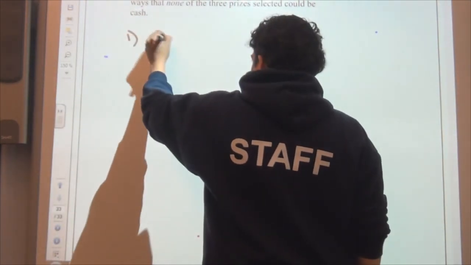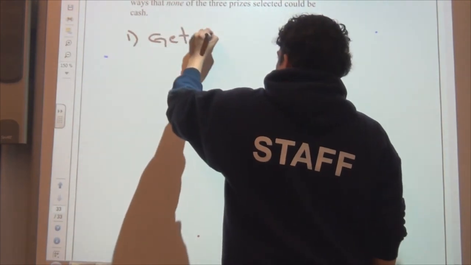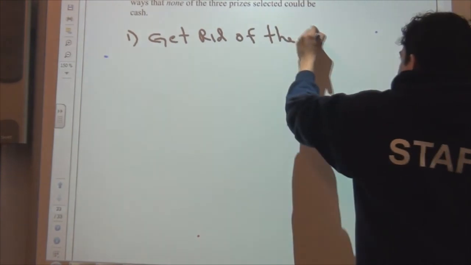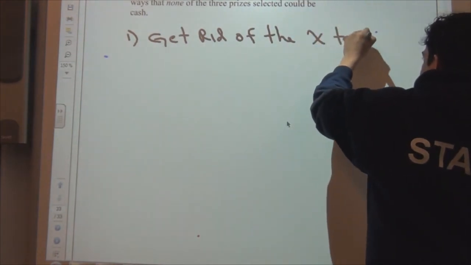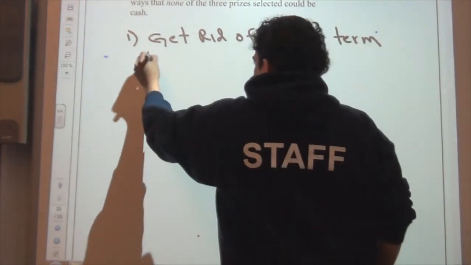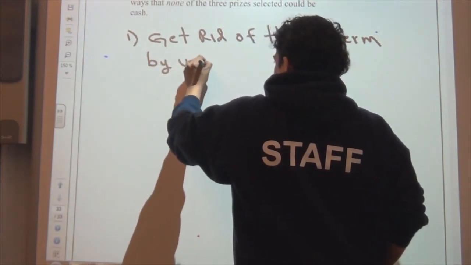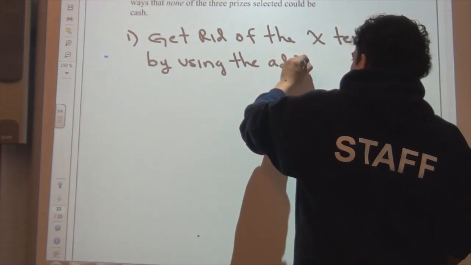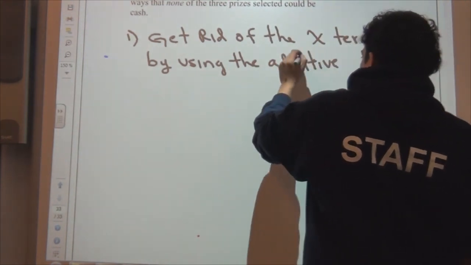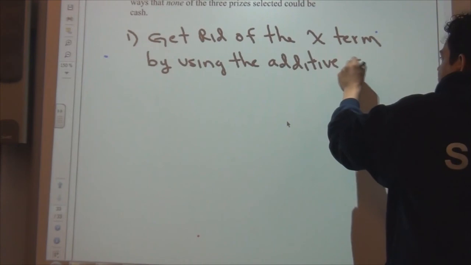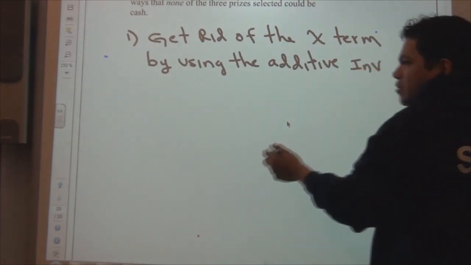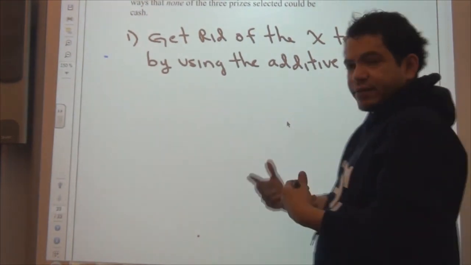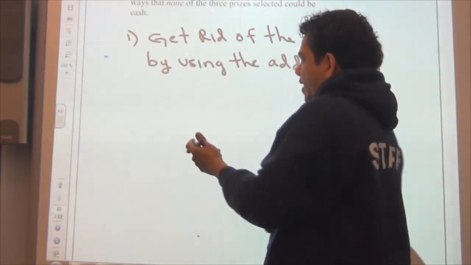First of all, get rid of the x term by using the additive inverse. You know, if you have 2x, you do negative 2x. If you got negative 2x, you do positive 2x.